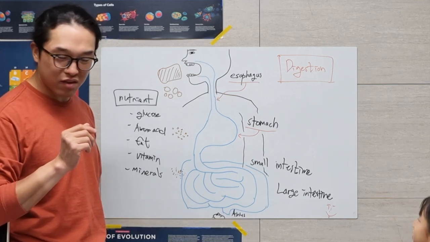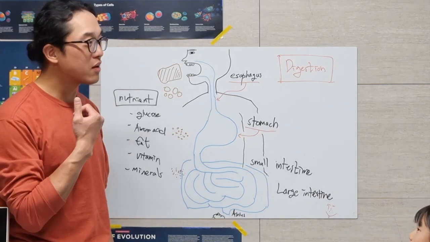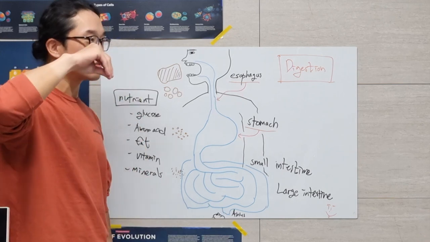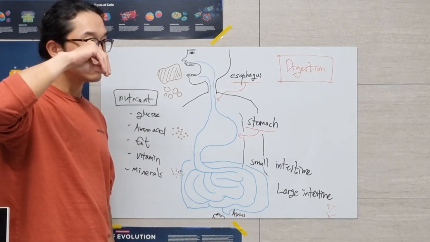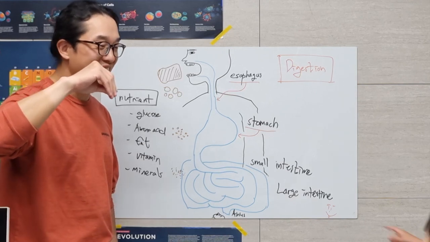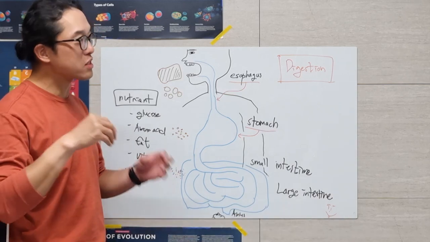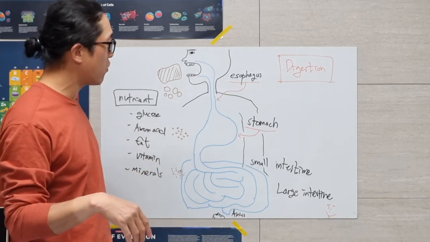Say anything. It's in our throat. It's a long tube. Maybe. Yes, that's right. Esophagus is 식도.